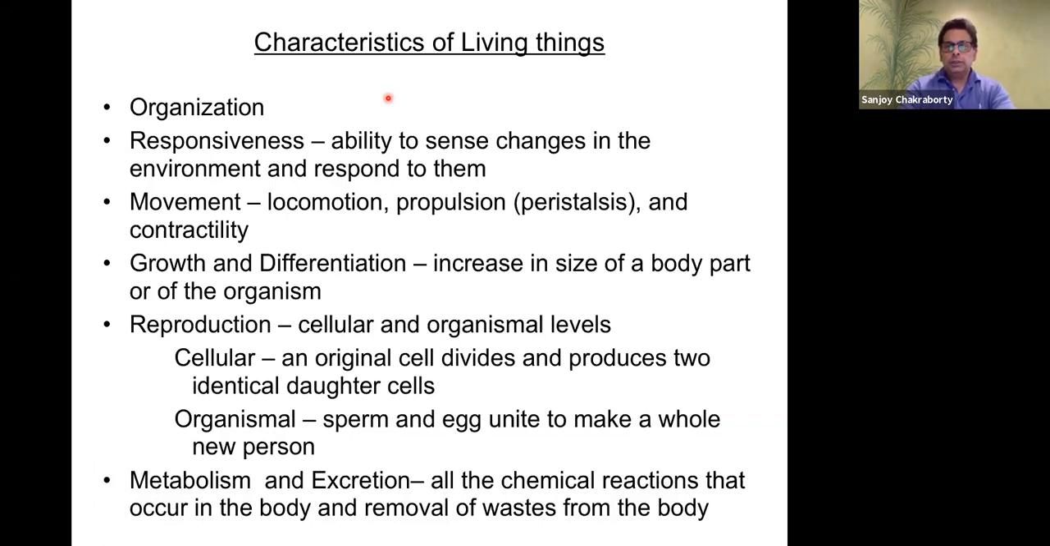So when you study humans, we first need to know what is human. So human, is it a living thing or a non-living thing? Like what is the difference between me and, let's say, this marker? There must be some difference, because this is considered non-living and I'm considered living. So the difference belongs to this: organization, responsiveness, movement, growth, differentiation, reproduction, metabolism, and excretion. These are the characteristics that go with living things, not with non-living things. What does that mean?